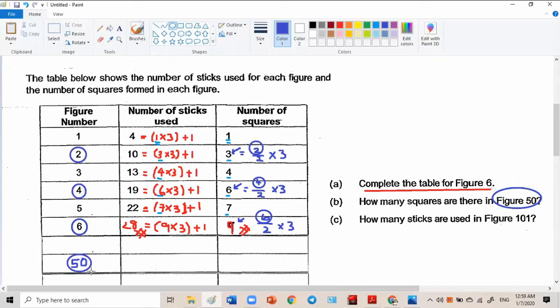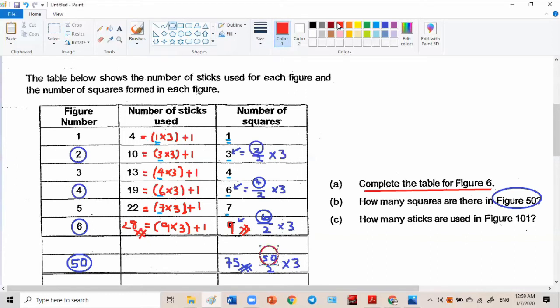So needless to say, for the even numbers, even figure number, so 50, what shall I do? I shall put 50 divided by 2 times 3. 25 times 3, the answer is 75. That should be our answer. How many squares? Well, we have found it, okay? So there should be 75 squares for figure 50 according to our formula.